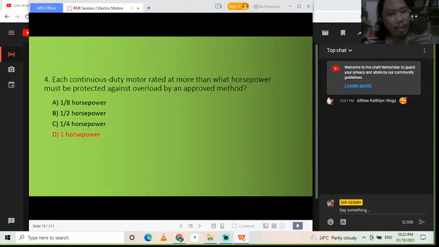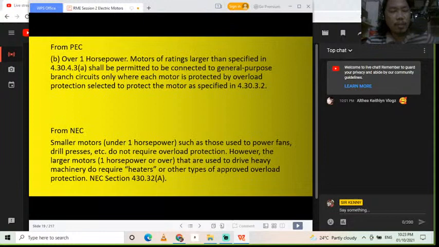Okay, saan natin nakuha yan? So, sa PEC pa rin, sa National Electrical Code. From PEC, over 1 horsepower. Motors of ratings larger than specified in 4.30.4.3a shall be permitted to be connected to general purpose branch circuit only where each motor is protected by overload protection, selected to protect the motor as specified in 4.30.3.2. So, letter B, over 1 horsepower.